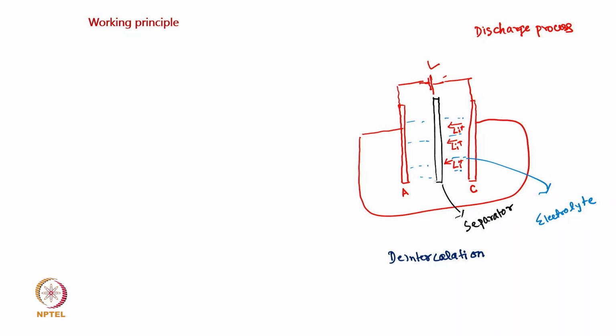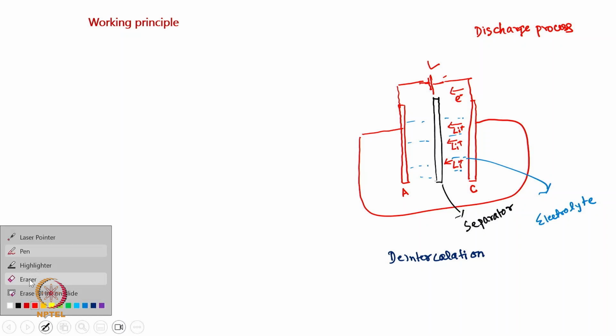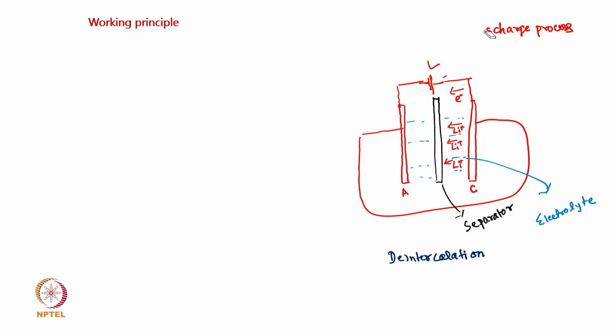Now, electron moves from cathode to anode. Okay. So, this actually happens when we do the charging process. So, earlier I talked about the discharging process, and now it is the charging process.